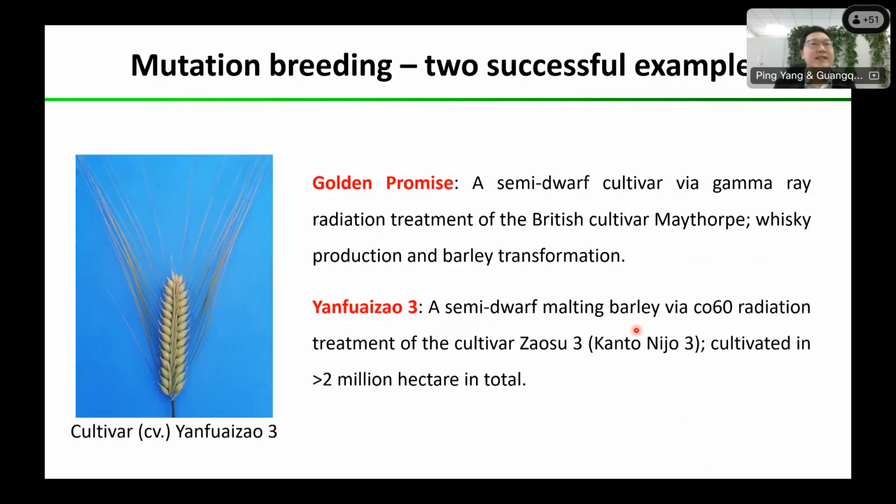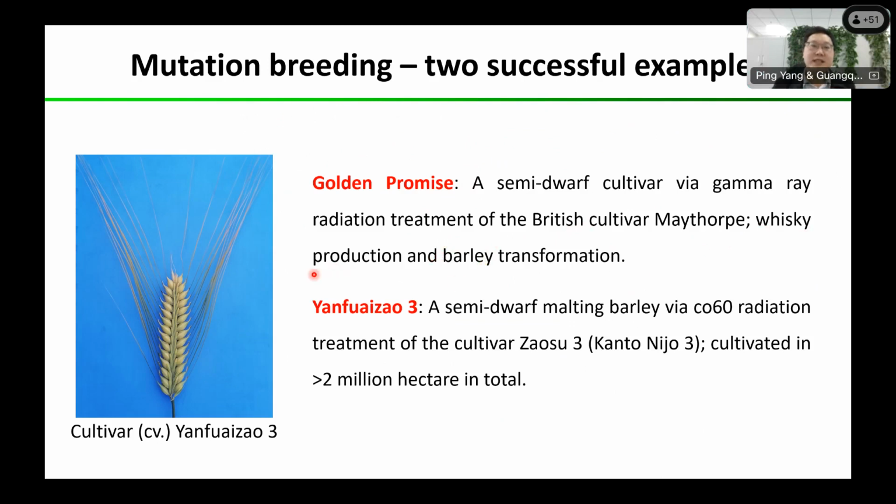Mutagenesis is not only used for basic research, but is also a very important approach in breeding. I would like to introduce two examples. The first example is Golden Promise. This is a very well-known British cultivar, which is derived from radiation treatment of the cultivar Maythorpe. It is a very nice cultivar used for whiskey production, and maybe even more well known because it's a very famous cultivar used for barley transformation.